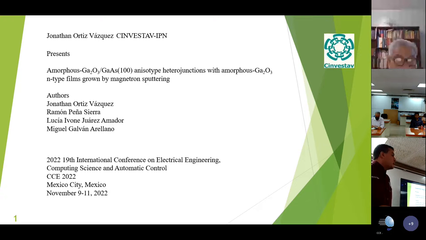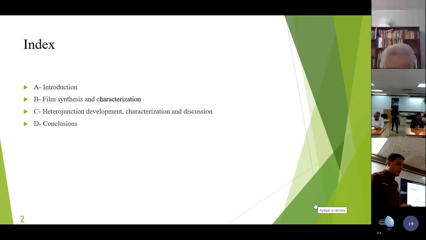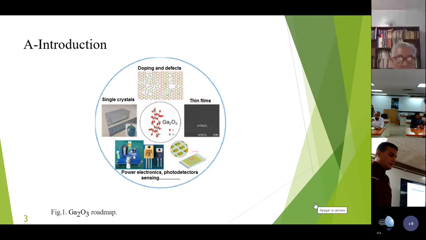Starting again. My name is Jonathan Ortiz Vázquez. I'm going to present the work Amorphous Gallium Oxide with Gallium Arsenide and Isotope Heterojunctions with Amorphous Gallium Oxide n-type films run by magnetron sputtering. And well, we start by the index. I divided the presentation in four parts. We have the introduction, the film synthesis and characterization, the heterojunction development and characterization and discussion, and we finalize with the conclusions.